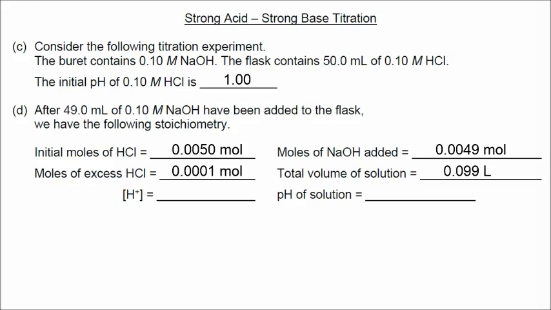So currently, we're 1 milliliter away from reaching the equivalence point. Our concentration of H plus is 0.0001 divided by 0.099. So we have a concentration of H plus of 0.001 moles per liter. The negative log of that is a pH of 3. So in the first 49 milliliters of this titration experiment, the pH has changed very slightly from a pH of 1 to a pH of 3. Now something rapid is going to happen to the pH. As we get closer to the equivalence point, it's going to increase dramatically.